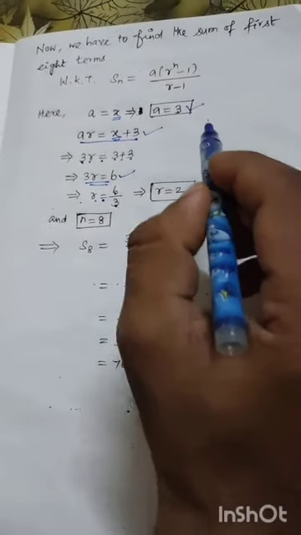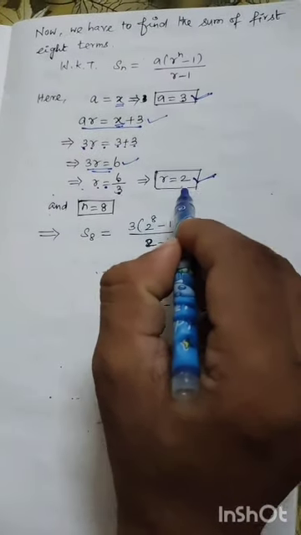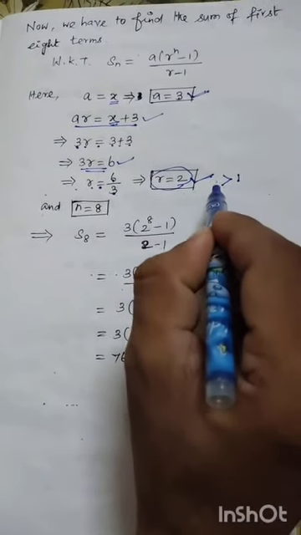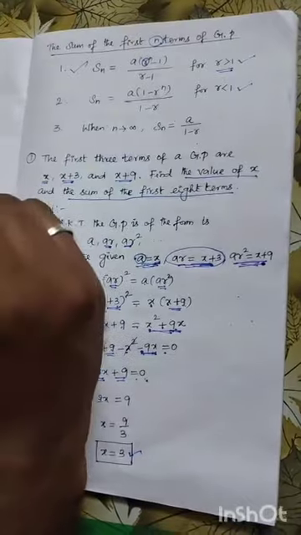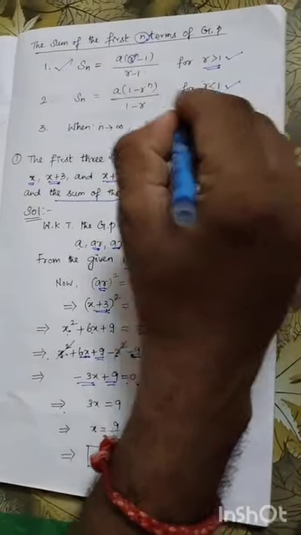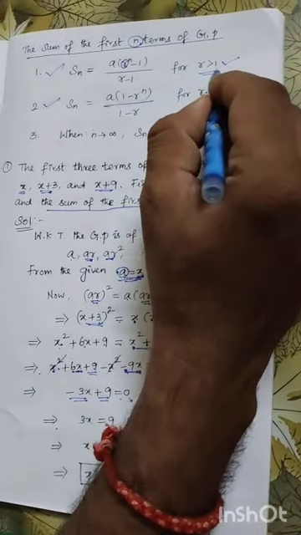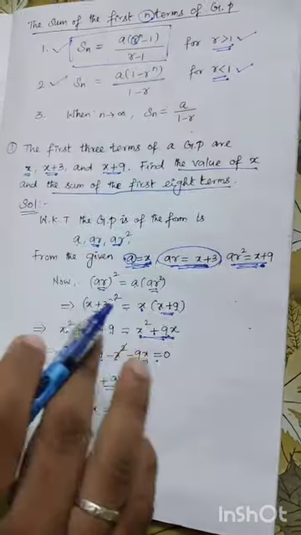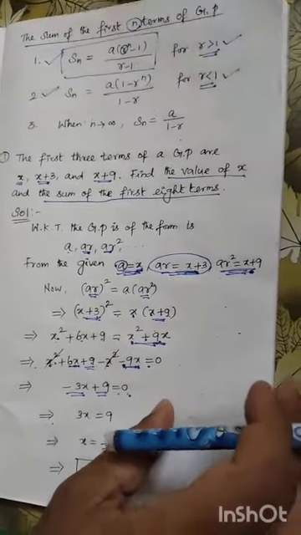Now we have the values of a and r: a equals 3 and r equals 2. This r equal to 2 means it is greater than 1. If r is greater than 1, we have to choose the first one; if r is less than 1, we have to choose the second one. Since the value of r is 2, which is greater than 1, we have to choose the first formula. So Sn is equal to a into r power n minus 1 divided by r minus 1.